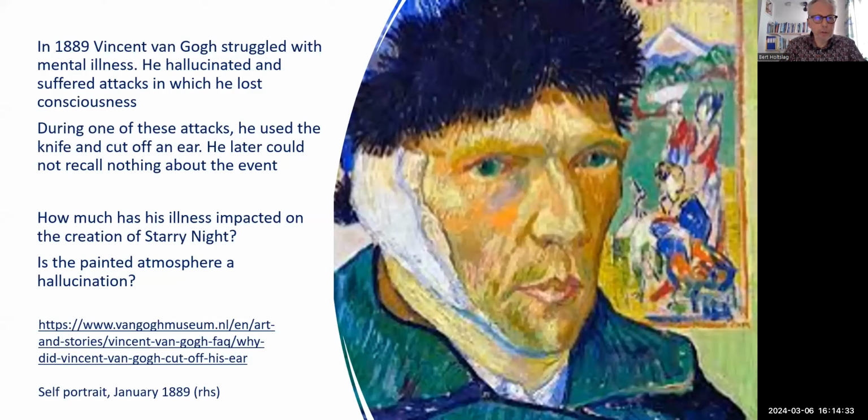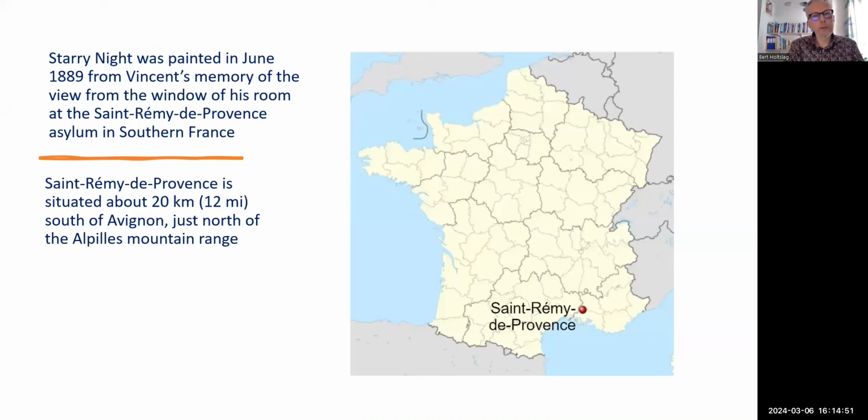And the question is, of course, how much have these troubles impacted on the creation of Starry Night? And is perhaps the painted atmosphere a hallucination, or at least influenced by hallucinations? And just for your information, Starry Night was actually not directly painted when Vincent was looking at the sky, but he painted it later on during the day after having seen the skies in the morning.